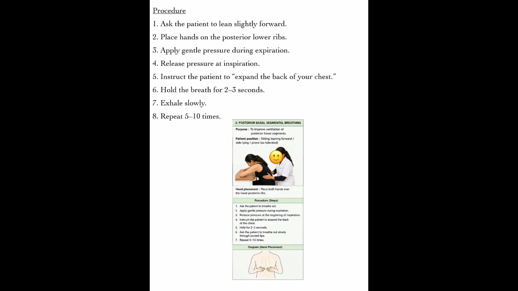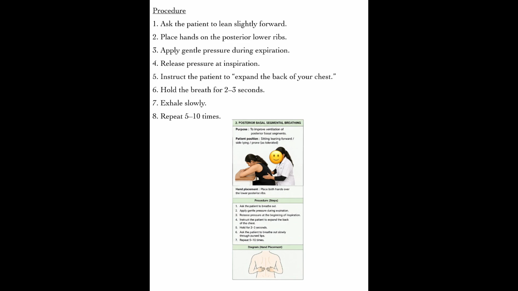Procedure will be: ask patient to lean forward, place hands on the posterior lower ribs, apply a gentle pressure during expiration, release pressure at inspiration. Instruct the patient to expand the back of the chest. Hold the breath for 2 to 3 seconds. Exhale slowly. Repeat it for 5 to 10 times.